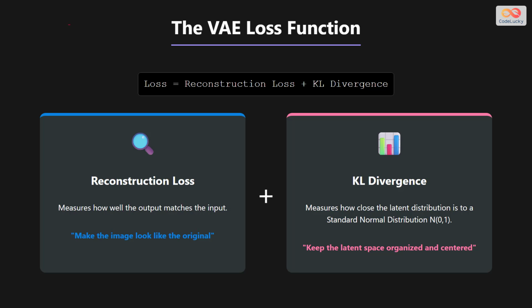How does the VAE learn? It uses a special loss function with two parts. First, the reconstruction loss, which checks if the output image looks like the input image. Second, the KL divergence. This ensures that our latent distributions stay close to a standard normal distribution, preventing the model from cheating by memorizing data points and ensuring the latent space remains smooth.